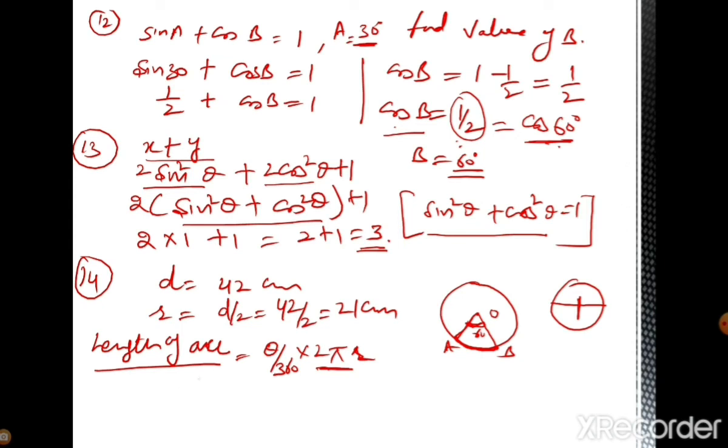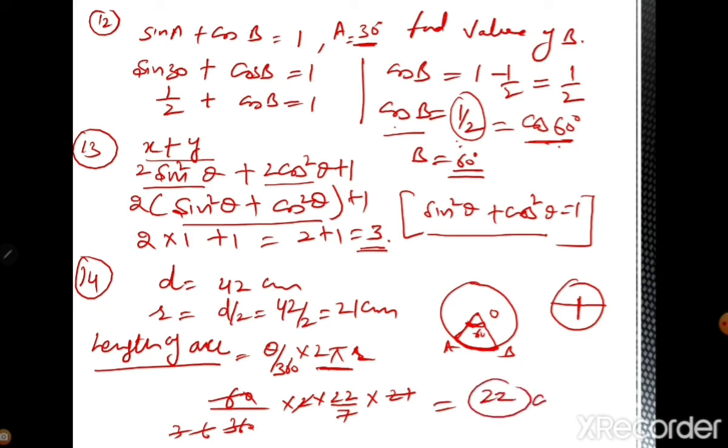So now substitute the values. We know the angle. Angle is 60 degree. 60 is given, and 360 degree. 2 pi is given, that is 22 by 7. And if pi is not given, you can take 22 by 7 or 3.14. Any value you can take. And r is 21 centimeter. So 0 0 cancel. 6 6s are 36. 2 3s are 6. 3 sevens are 21. What is left? Only 22 is left. So 22 centimeter.